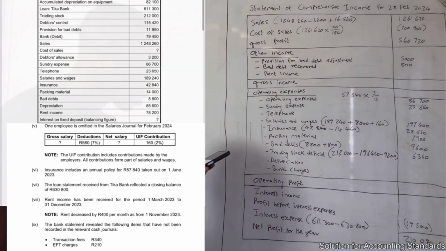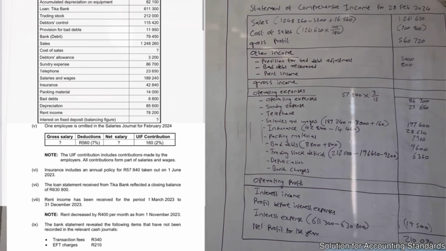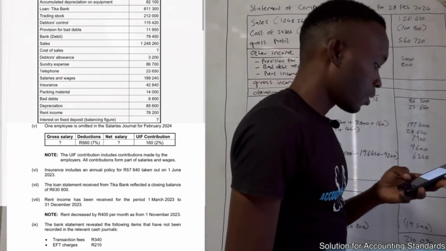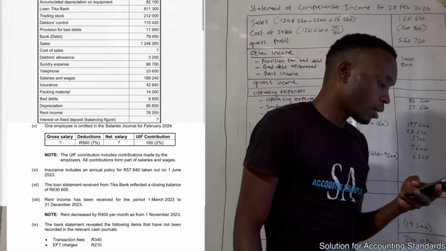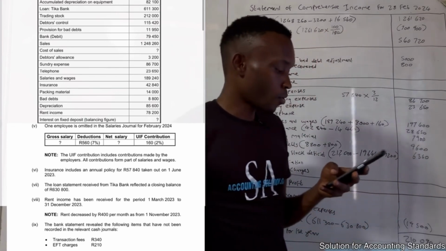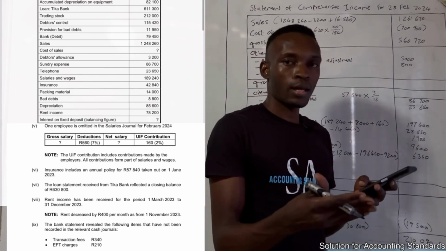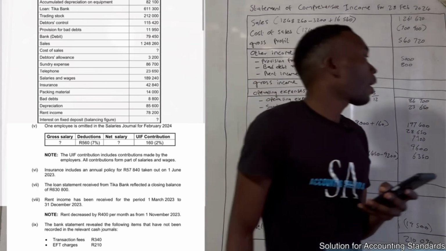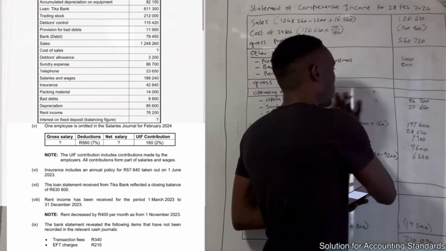The rent has been received for a period of 1 March 2023 to 31 December 2023. So in other words, they received the rent for only 10 months. If you count March, April, May, June, July, August, September, October, November, December, it's 10 months. Are we allowed to record 10 months under the income statement?